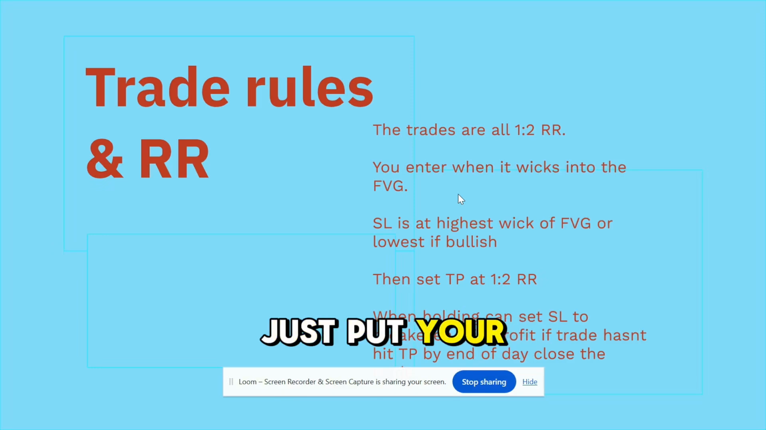But you literally just put your stop loss at the top of the wick of the first candle of the fair value gap, and then you just do a 1 to 2 from there, and that's it. It's a mechanical strategy, so you can pretty much just set it and then leave it.